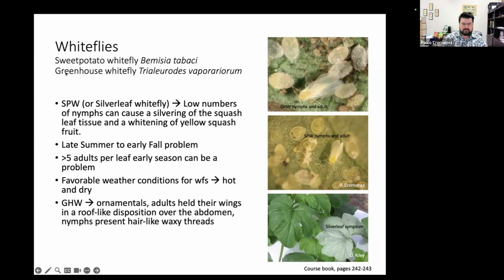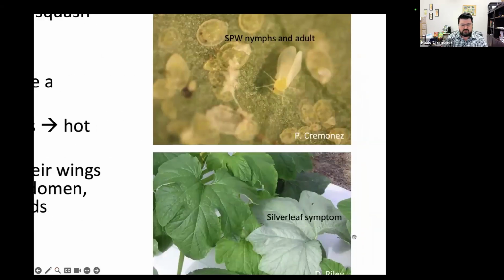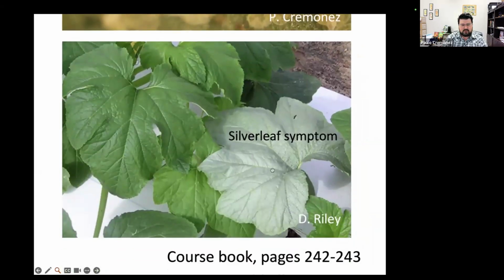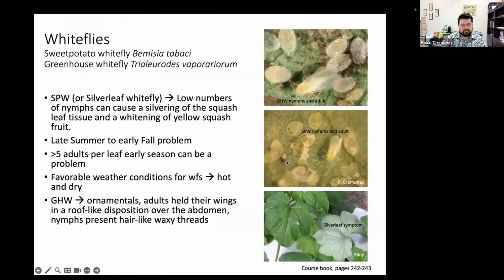You can also find the greenhouse whitefly. Usually the Bemisia will be the main species. So the sweet potato whitefly, also known as silverleaf whitefly, can cause damage in low numbers. In squash, they will give the characteristic silvering of the leaf. For example, you can see right here a healthy looking leaf against the silverleaf symptom, and this can take over the entire squash field.